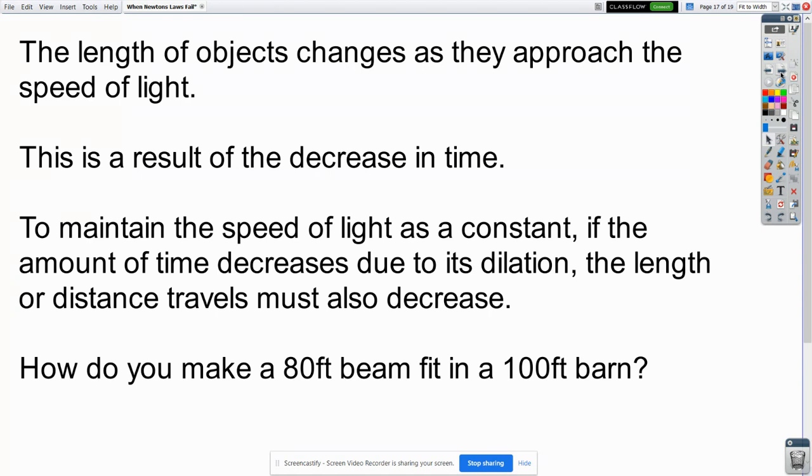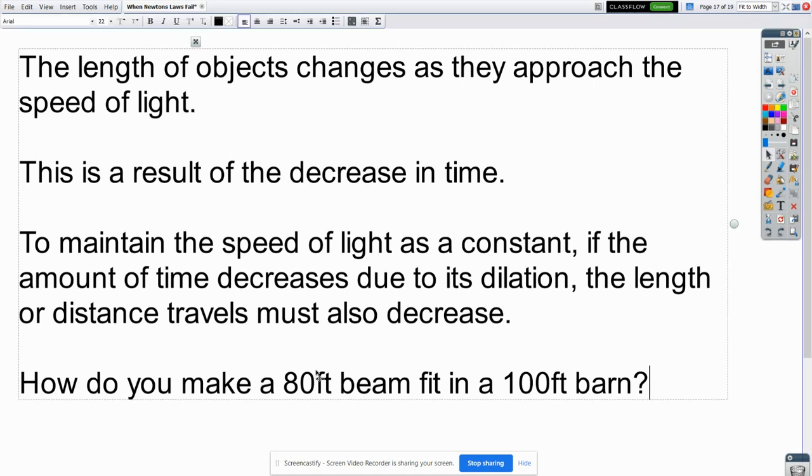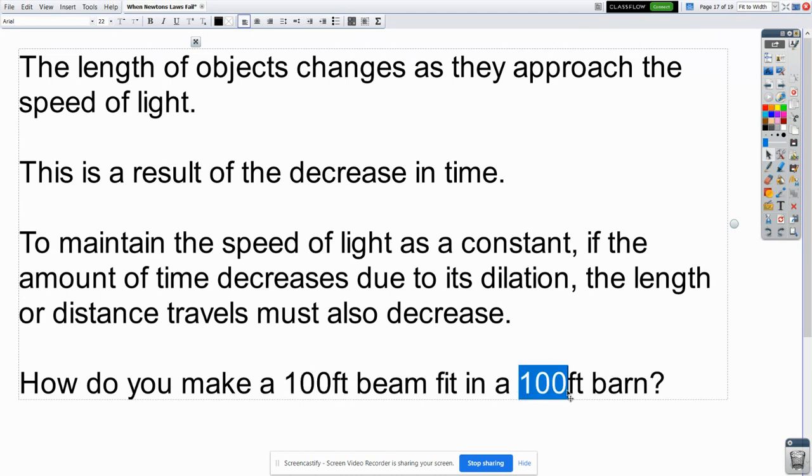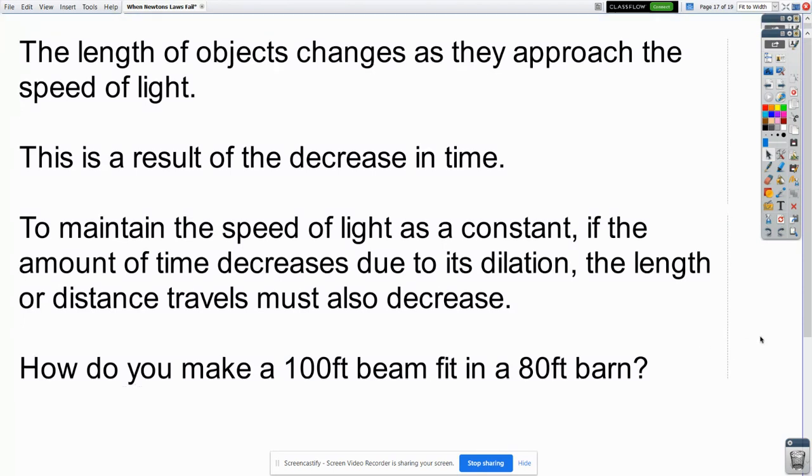So how do you fit a 100-foot beam of wood into an 80-foot barn? Get it moving near the speed of light. As it approaches the speed of light, the beam will actually shrink in size to the outside observer, to the point where it would be shorter than the barn. Yeah, it's pretty easy to put an 80-foot beam in a 100-foot barn, just put it there. But you can put a 100-foot beam in an 80-foot barn by getting it to approach the speed of light.